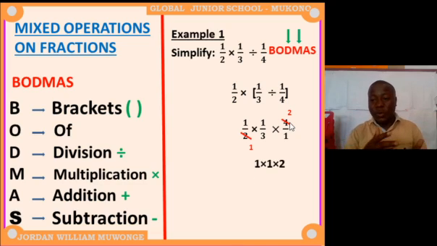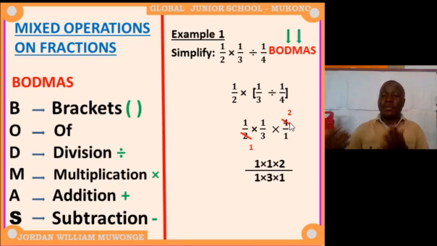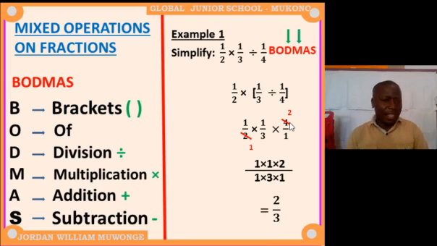Multiplication comes in. You multiply numerators alone, 1 times 1 times 2. Then the denominators, multiply them: 1 times 3 times 1. 1 times 1 times 2, the result is 2. Out of 1 times 3 times 1, you'll get the result 3. Meaning that our answer is 2/3. Our final answer there is 2 out of 3. Since there is no factor that can reduce 2 and 3, that marks the end of our example 1.